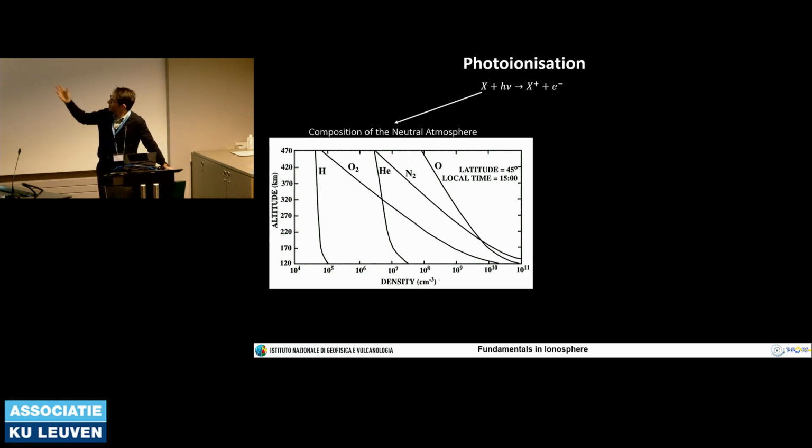The first ingredient is the neutral atmosphere, so you need to know its composition. Here you may see a good approximation. The most abundant species in the atmosphere are oxygen and nitrogen, molecular hydrogen, with other good components made by hydrogen, molecular oxygen, and helium. This somehow reflects the fact that the heaviest species go to lower altitudes. This is because of gravity.